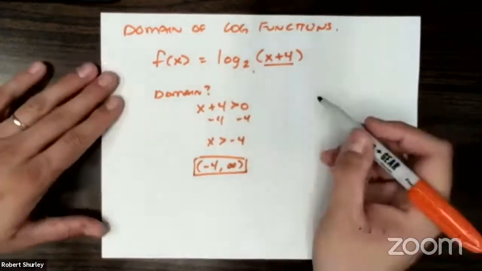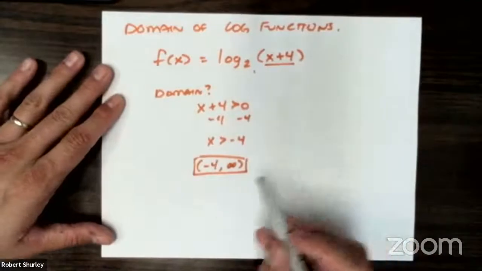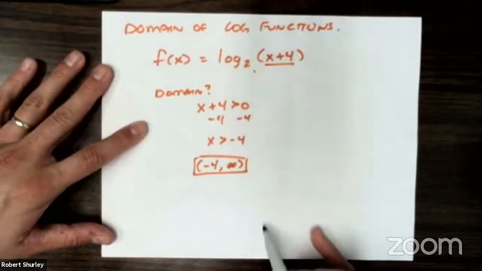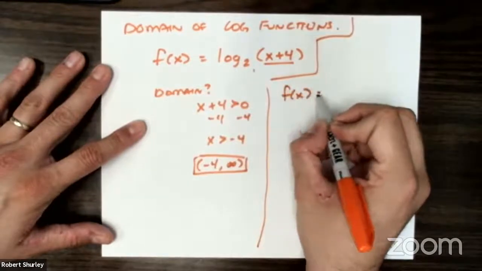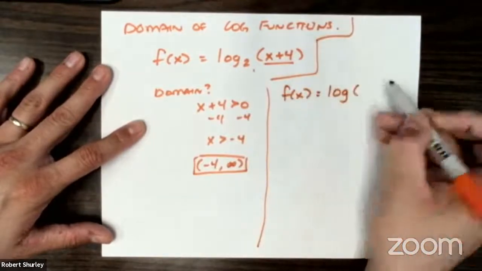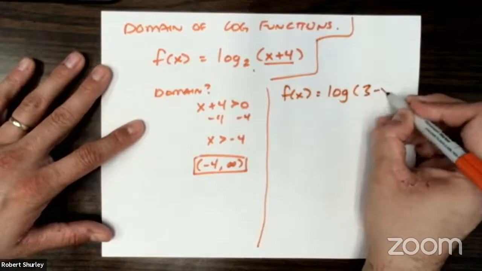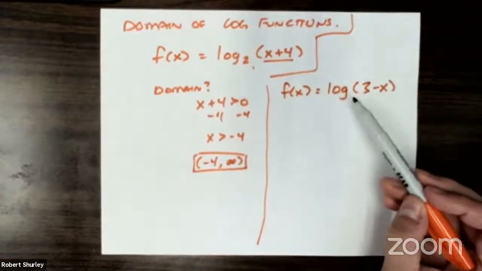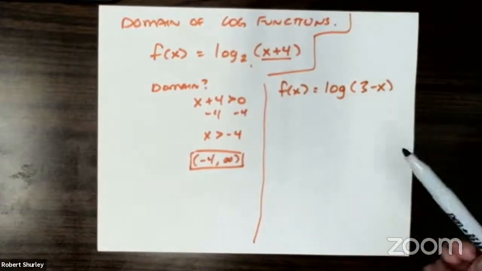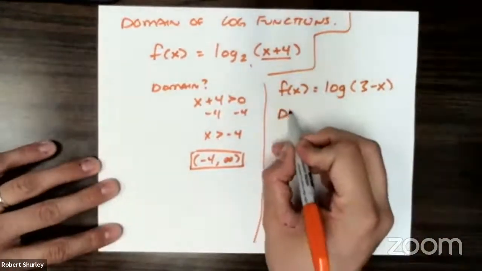So if we look at another one, all I'm going to do is ask you for the domain. Let's say we've got f of x equals log of 3 minus x. Now, remember, the log just means it's base 10, no big deal. And I'm going to ask you for the domain.